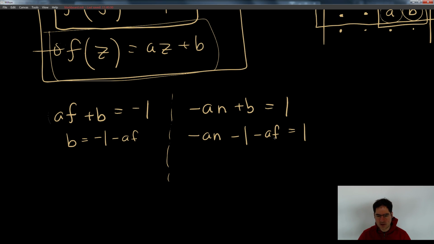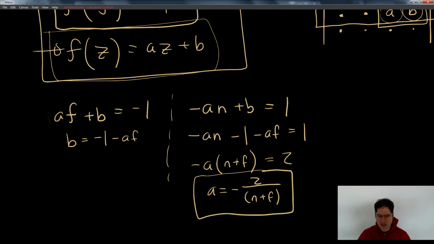And then I can start to pull out my values. I've got -A, which is what I want to solve for here, right? I've got -A on both of these, so that's N plus F. And then I can move my constant over to the other side, and that's just going to be +1, so that's going to be a 2 over here. So you can see how I did that. And now I just need to solve this equation for A. That's going to be A equals 2 over N plus F. And the negative here I also need to get rid of, so that comes over to the other side. Divide by -N plus F, so that comes over to the other side, right? So there's my value for A.